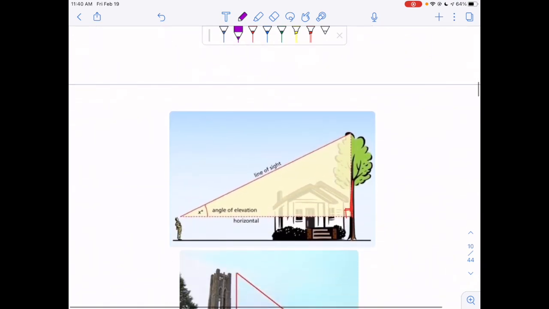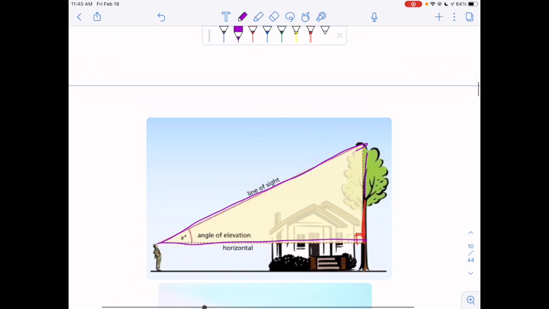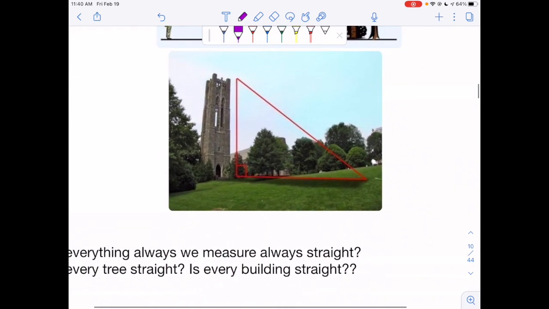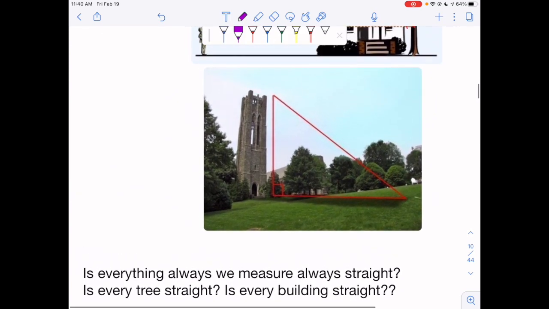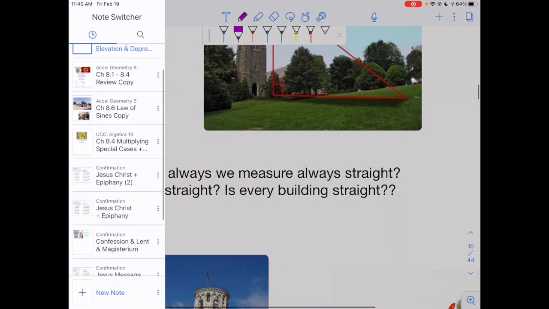But here's a crazy question. Is everything in life used with a right triangle? Is everything in life always going to be straight vertically? Is every tree straight? Is every building straight? The answer to that is obviously no.